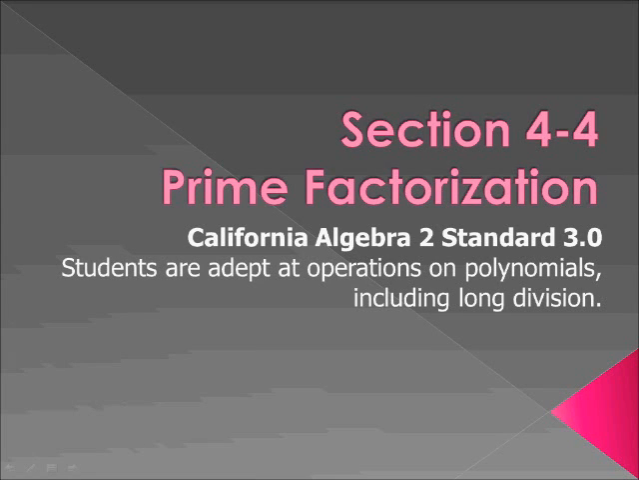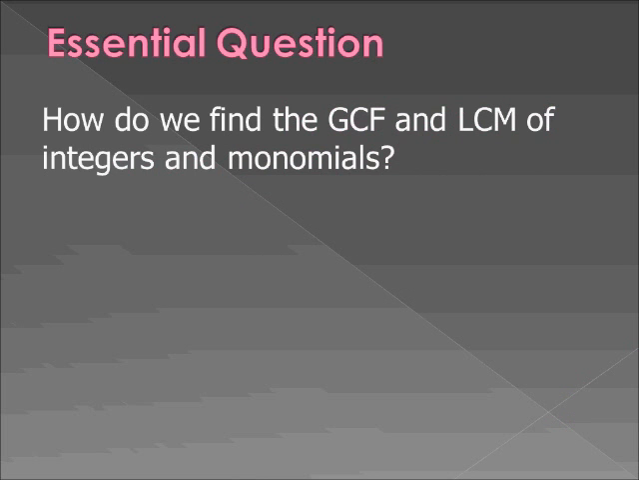Alright, in our continuing series on Chapter 4, we today tackle Section 4.4, Prime Factorization. We're going to be looking at GCF, LCM, prime numbers, and monomials as well. So today's question is, how do we find the GCF and LCM of integers and monomials?